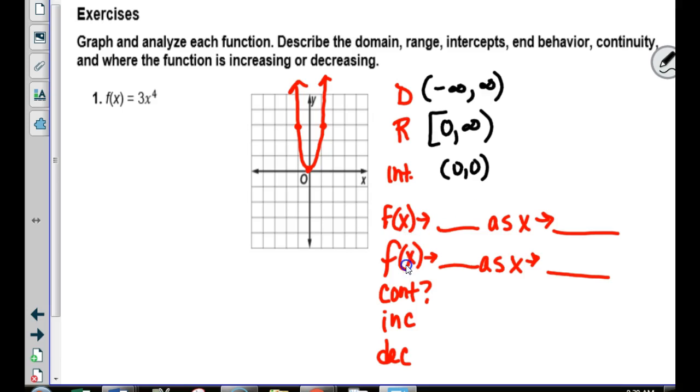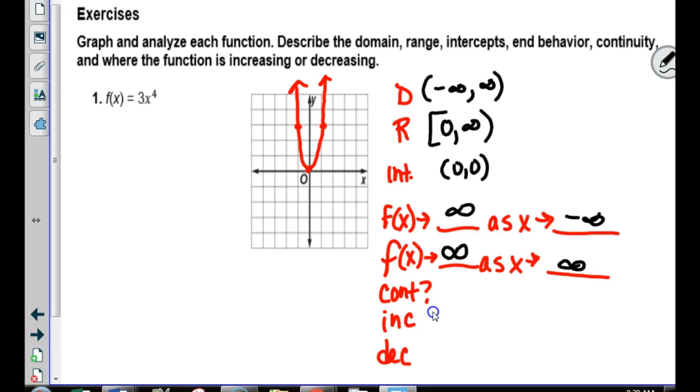Both f of x's are asking about y values. Both y values, left and right, are going what? Up. So we could just put these both as positive infinity. And then here you need to say the left side and the right side. So one is positive, one is negative. Doesn't matter which. Is this continuous?